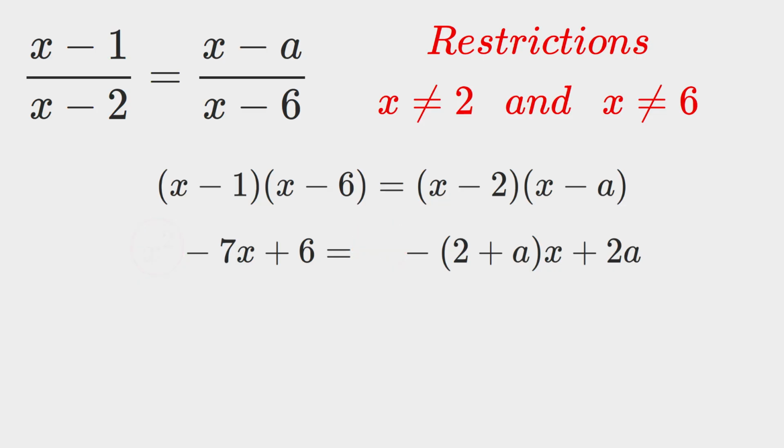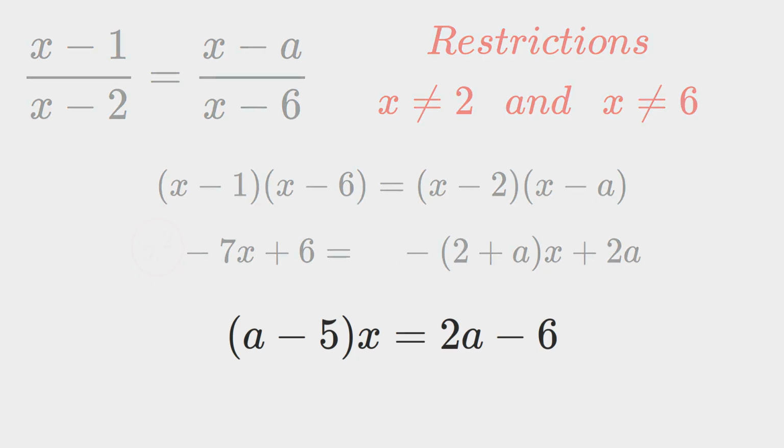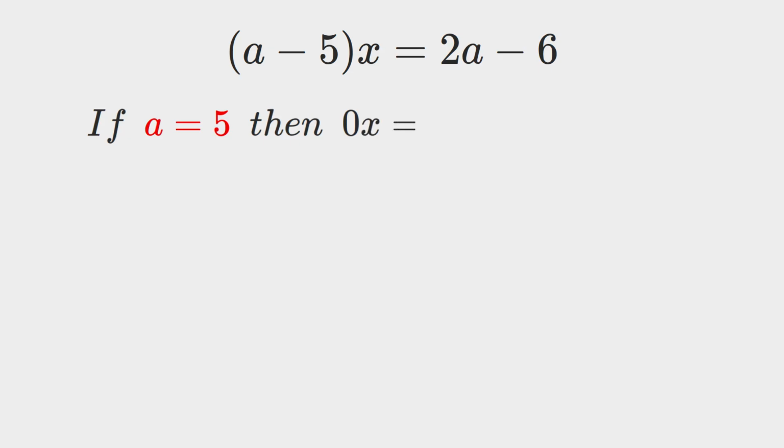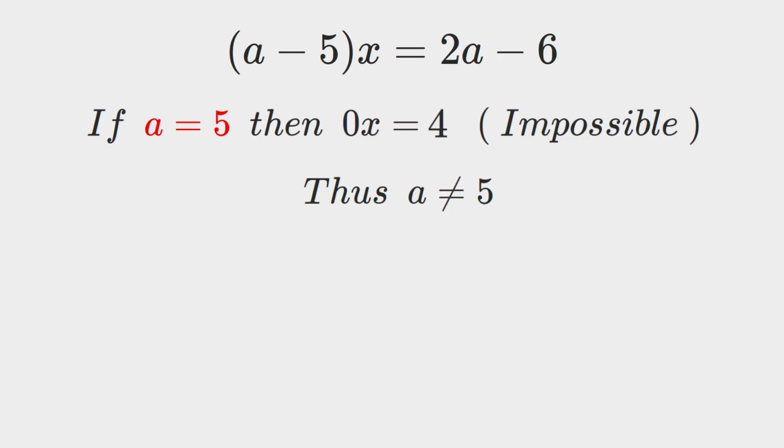Now, if we move all the x terms to the left and group them together, our equation simplifies nicely to (a - 5)x = 2a - 6. Now notice that if a equals 5, the equation becomes 0x = 4, which is impossible. So a must be different than 5.